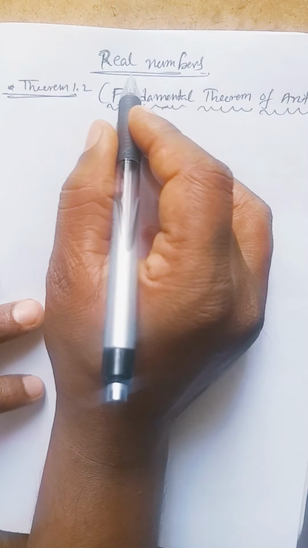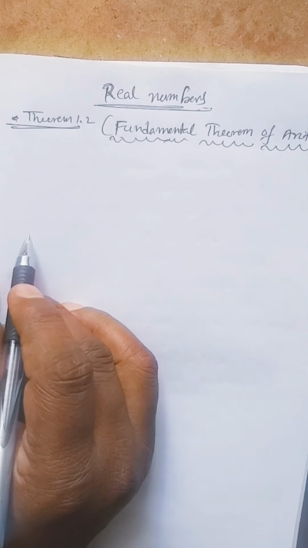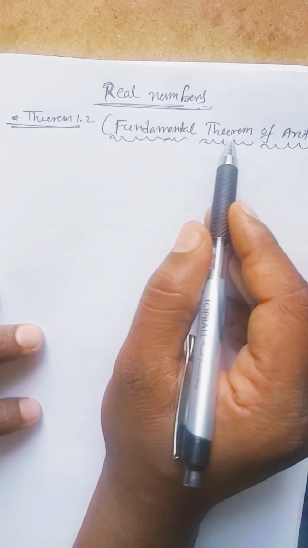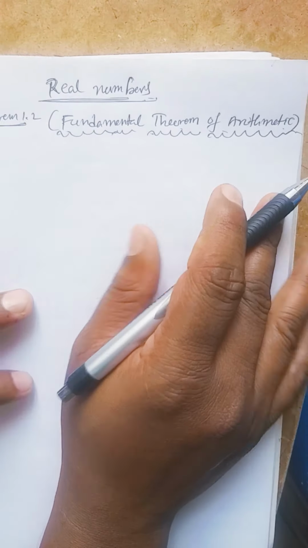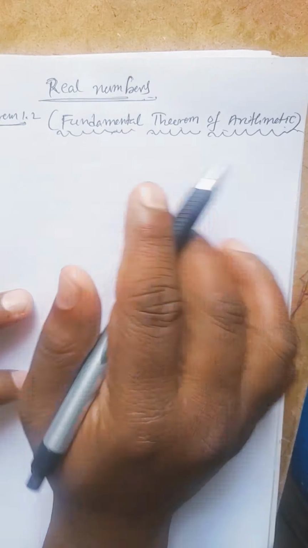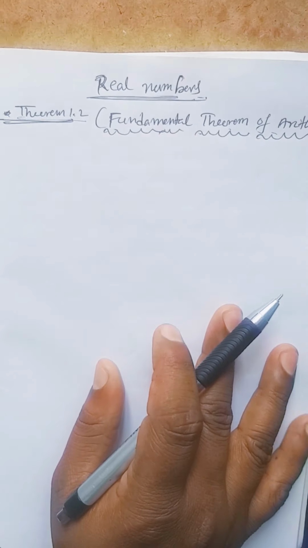Today we are going to learn about real numbers. In the real numbers, we are going to learn about the fundamental theorem of arithmetic. This is Theorem 1.2. Before going to this, we will discuss some basics.